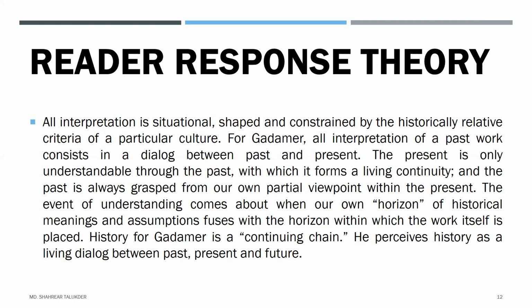So you see the horizon of historical meanings. It's a kind of amalgamation, or you can say a kind of fusion. So you put them together, and then you can have an understanding. The history of Gadamer is a continuing chain. So history for Gadamer, what is history? It's a continuing chain, like a chain. The history of 1971, then the history of 1972, then the history of 1973, 1974, 1975. So it will go on and on in this way, and it continues. So it's a kind of chain, the past. They're interconnected. He perceives history as a living dialogue between past, present, and future.